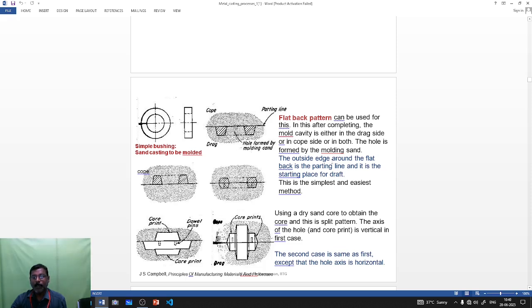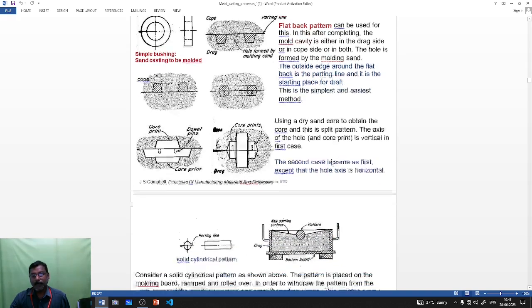The outside edge around the flat back is the parting line, and it is the starting place for draft. This is the simplest and easiest method. Using a dry sand core to obtain the hole, and this is for split patterns. The axis of the hole is vertical in the first case.